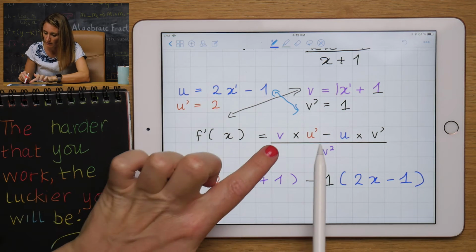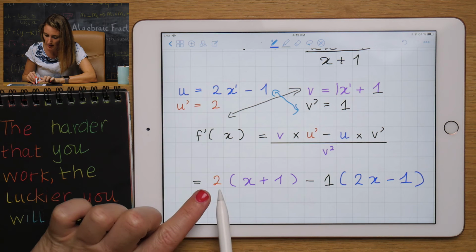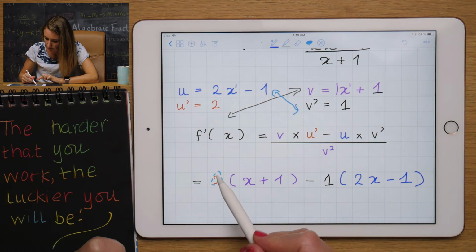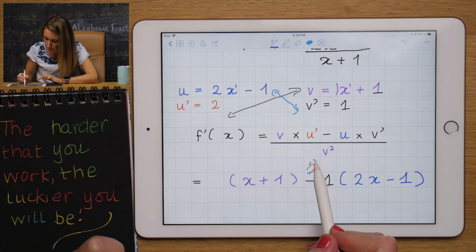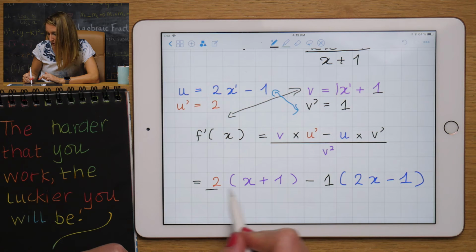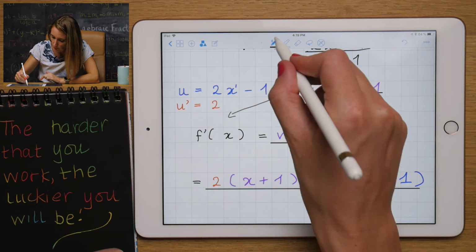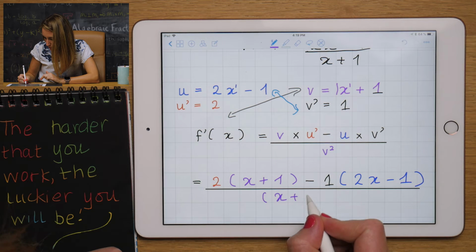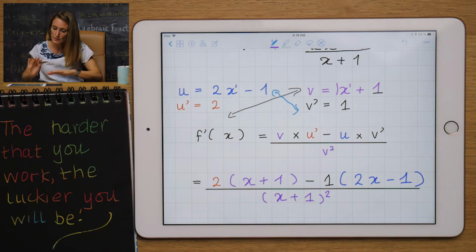I've put them the other way around than I've written them in the formula just because I like my brackets to have the number here and the brackets there. But you could also put it, that one times 2, you could put it behind. It would be perfectly correct. Divided all by v squared. So I'm going to put here x plus 1 all squared. It's always exactly the same.